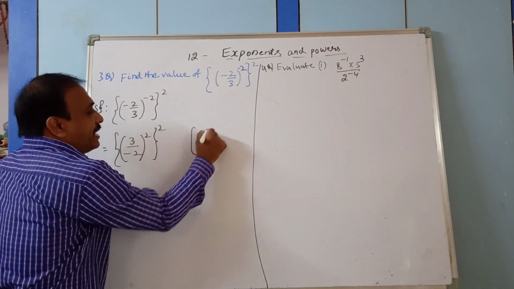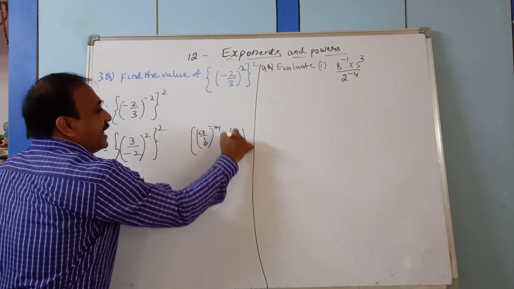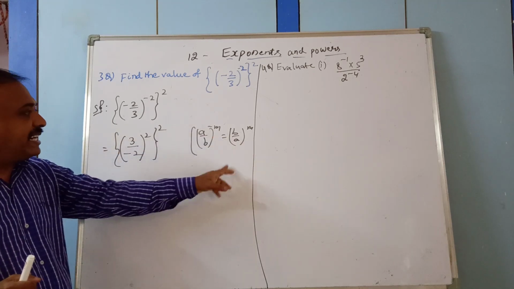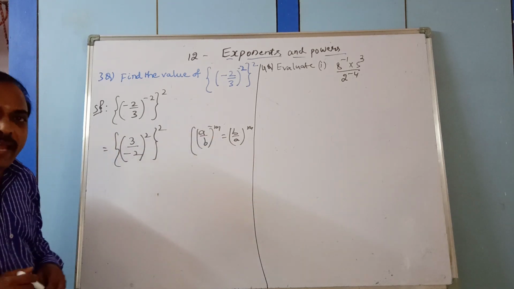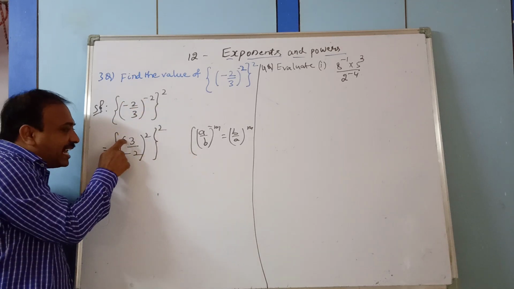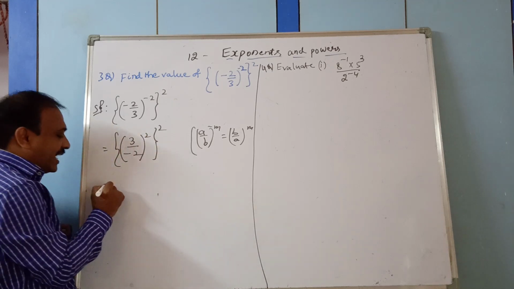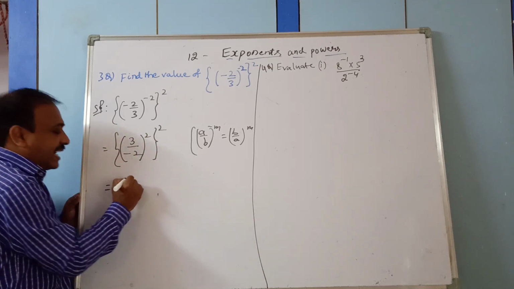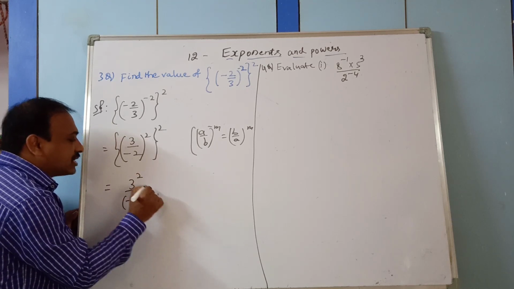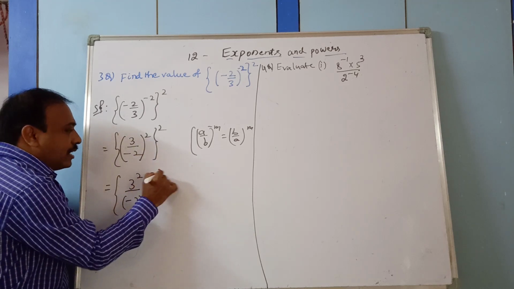So (a by b) whole to the power minus m can be written as (b by a) whole to the power m. Now you see the square is applicable for both: 3 square by minus 2 whole square, inside this square. Now again the flower bracket is there, whole square.